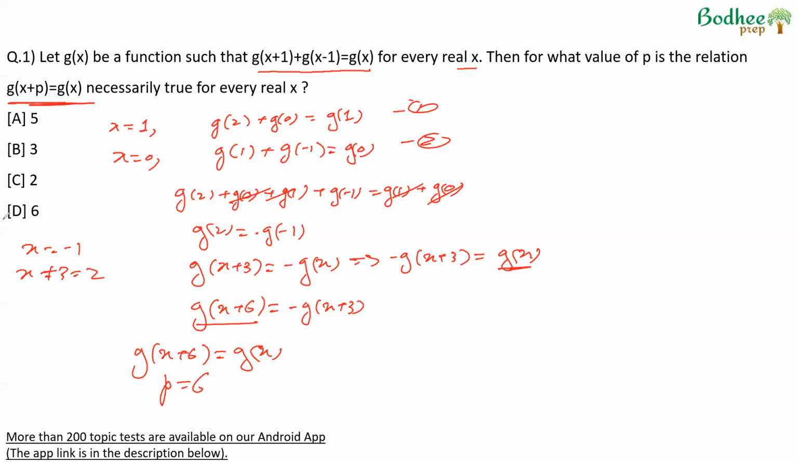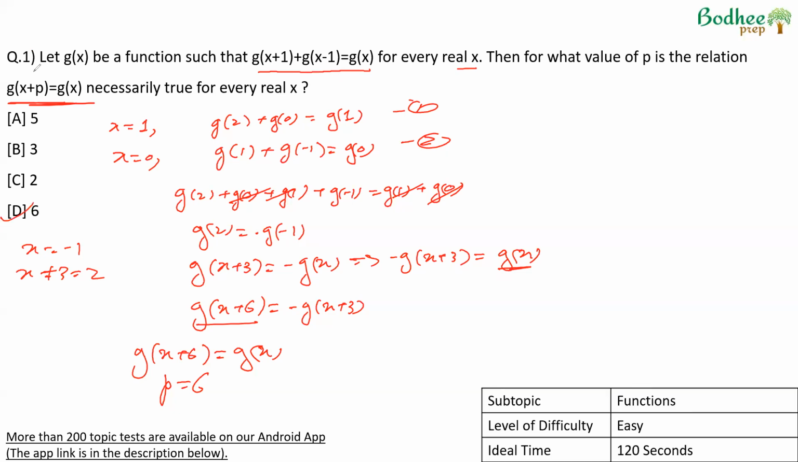I will call this probably an easy question, because the process is standard. If you have gone through all questions on functions, you would have come across similar questions, and all you have to do is repeat the process. Therefore, easy conceptually, the attempt time might go up to 2 to 2.5 minutes.